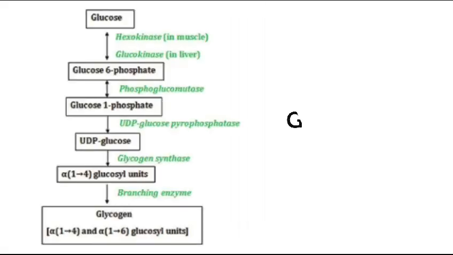These are the steps. Glucose is converted to glucose 6 phosphate and glucose 1 phosphate, and then it is produced with the UDP glucose. It's called activation of glucose. Then it is elongated with alpha 1,4 glucosyl units. Then the branching chain starts, that is alpha 1,4 to 1,6 glucosyl units. So these are the steps involved in the overall view of glycogenesis.